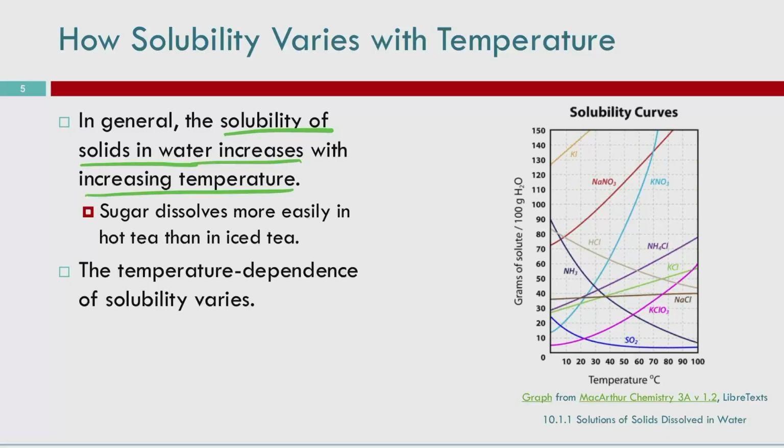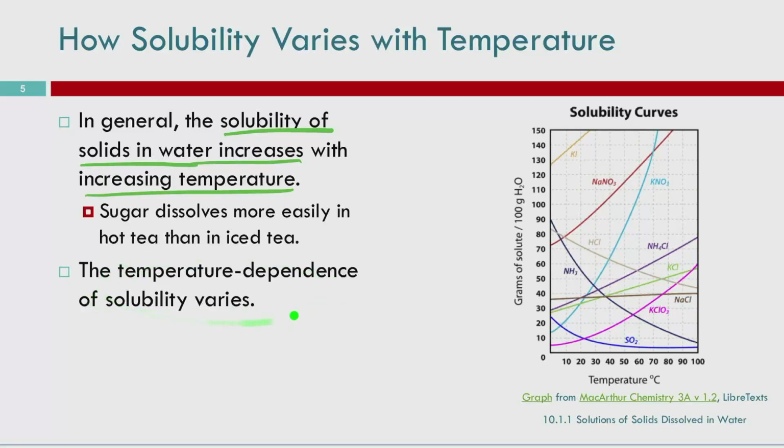So as you increase the temperature, the hotter the liquid is, the more easily the solid will go into solution. So sugar dissolves much more easily in hot tea than in iced tea. Usually if you're making your iced tea ahead of time, you'll add sugar in before you cool it down. You'll make it hot, you'll add your sugar in, and then you cool it down so that you don't have to wait forever for it to go into solution.